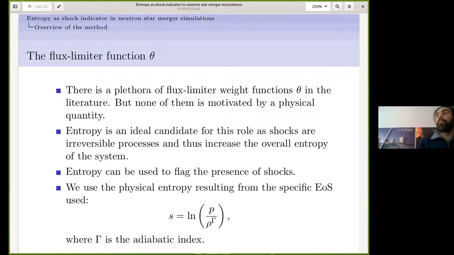So now the question is, which entropy? We are using the usual definition of an entropy. So this is the entropy that is related to the equation of state we're using. So it's just the logarithm of the pressure over the mass density to the power of this adiabatic index. And then the pressure, as I said, is given by the equation of state. So actually the entropy will be dictated by the equation of state we're using.